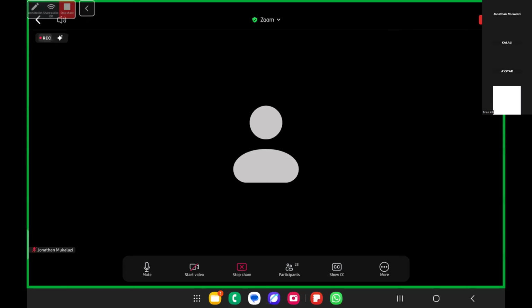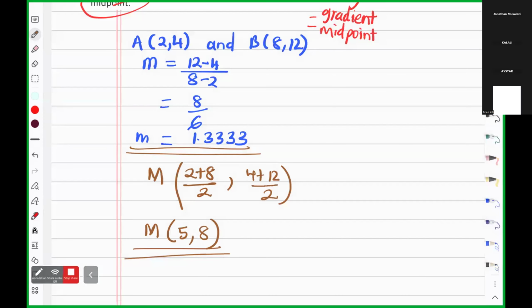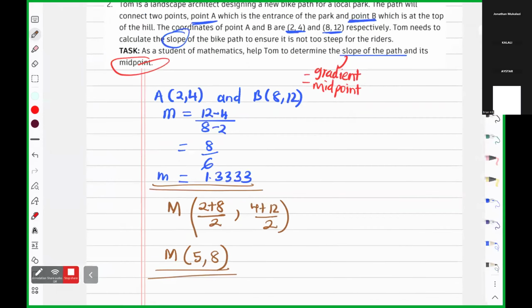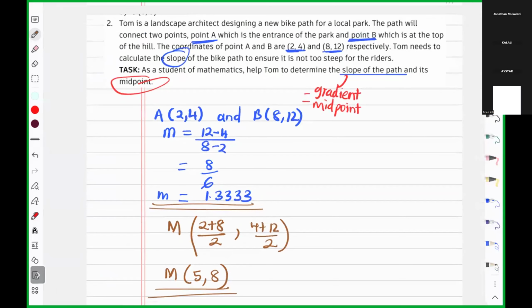Okay, let me display the solution briefly. So someone can take a screenshot, but we shall share these solutions in the group. That was the question, and that's the solution we have.